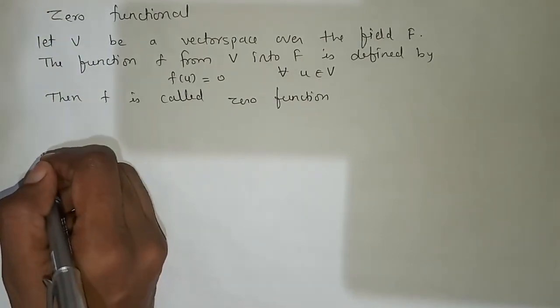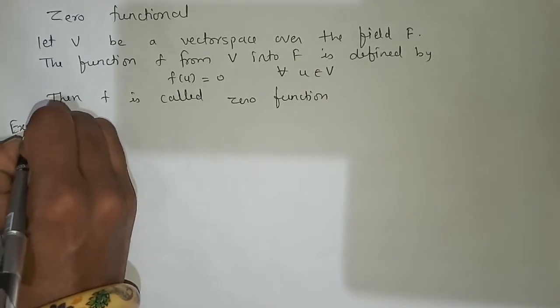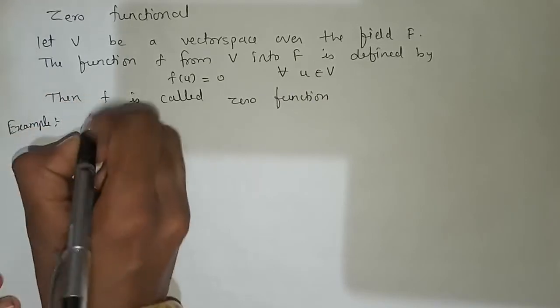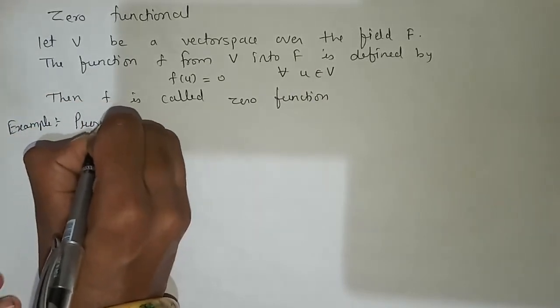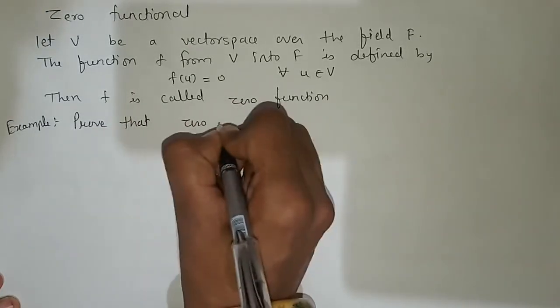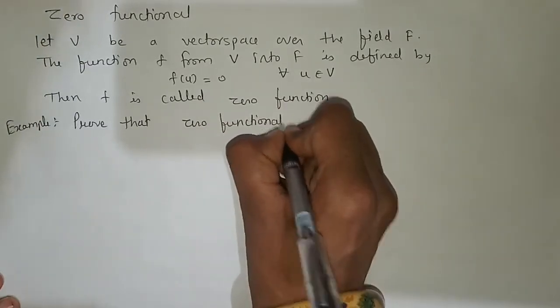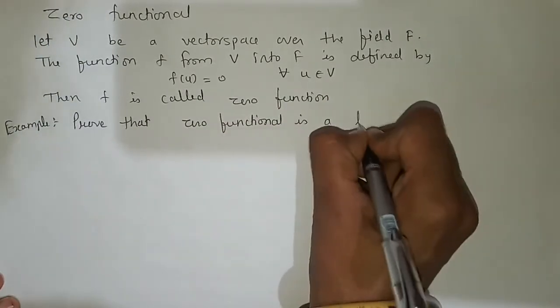Now we have to do one example based on this. So we have an example: prove that the zero functional is a linear functional.